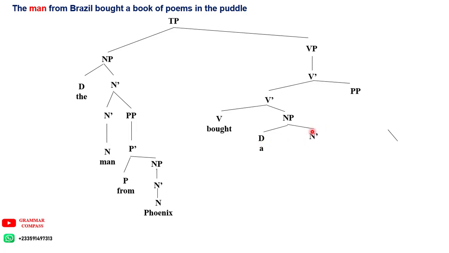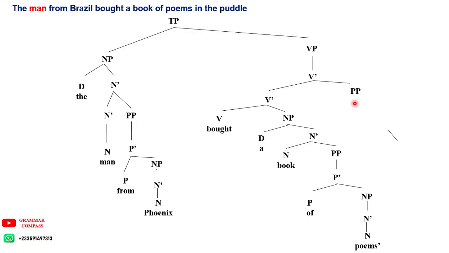Therefore, we bring our N bar. Then we can break down this N bar, that is book of poems. Since of poems is a complement, we don't need another N bar again. It is not an adjunct. Therefore, we have the noun head, which is book, and then we can break down the prepositional phrase of poems. Every prepositional phrase moves to a P bar. Therefore, we have a P bar which has the preposition of. Remember that the noun phrase is always a complement of the preposition. So you don't repeat another P bar before you bring your noun phrase. Now, this noun phrase generates an N bar and then an N, which is poems.